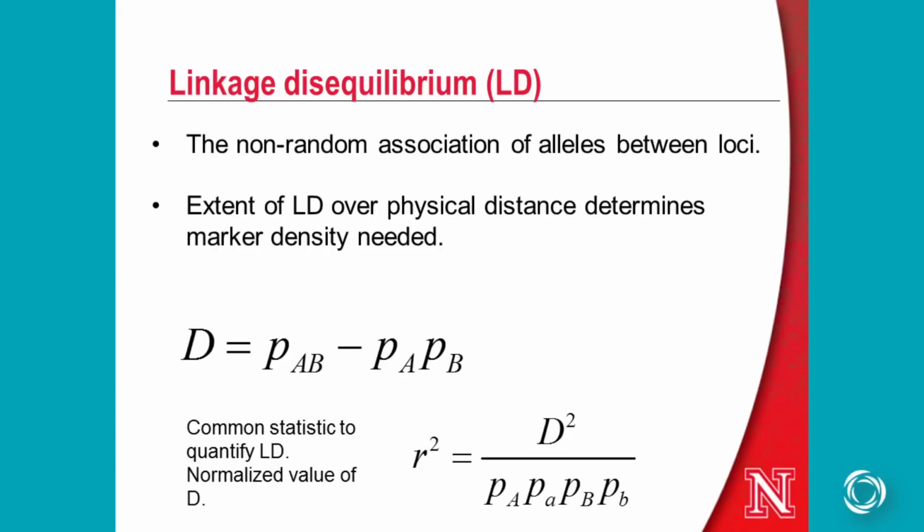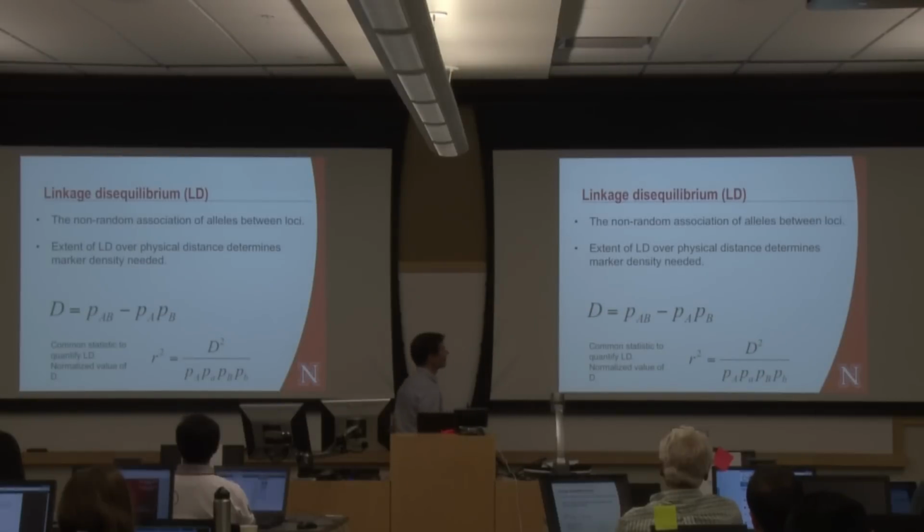Okay, so it's just the difference between the frequency of the haplotype, say the haplotype between the big A and big B allele, the frequency we actually observed in the population, minus the frequency of that haplotype we'd expect by chance, which is just the product of the allele frequencies. How often do these two alleles come together just by chance alone? And what is the difference between those two?